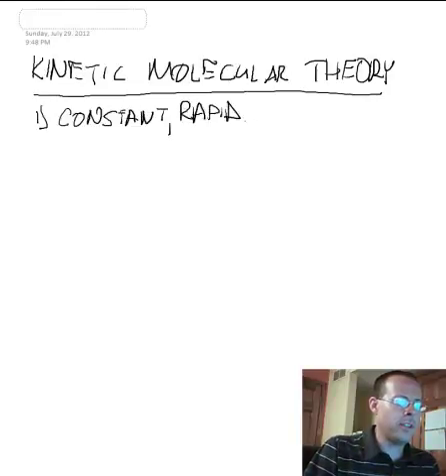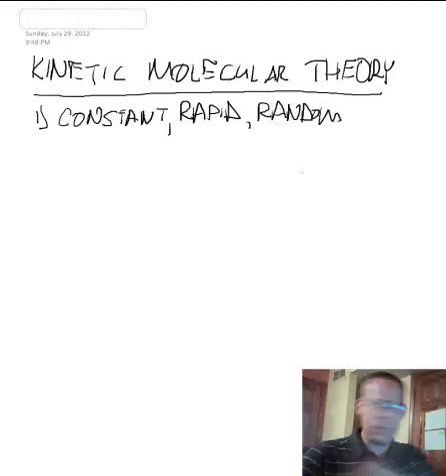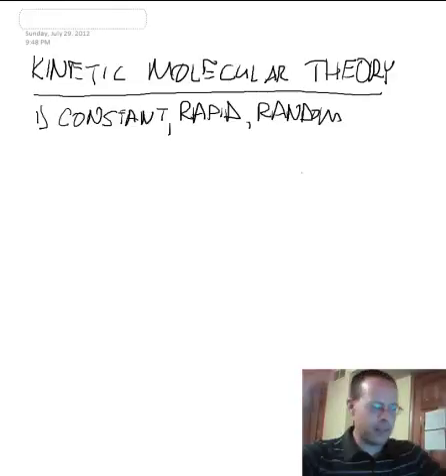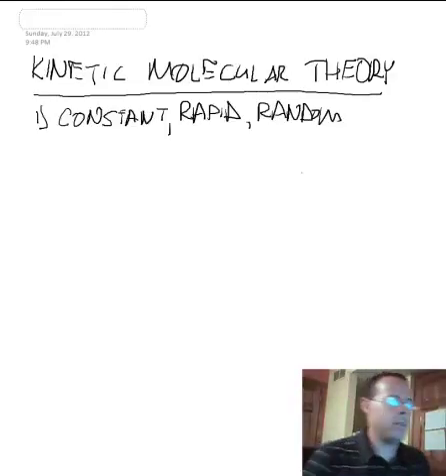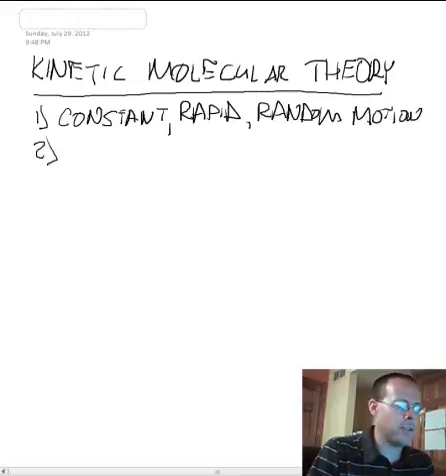Which kind of means if we could see them, obviously they're too small for us to see, but they are just going everywhere in the room, hitting walls, hitting ceilings, hitting us. Constant, rapid, random motion. And that's what kinetic means in kinetic molecular theory. Kinetic has to do with motion. So that is the first idea, and that's true of gases.